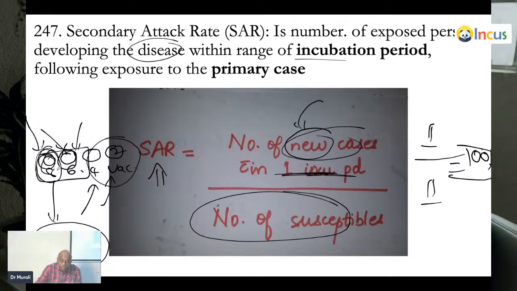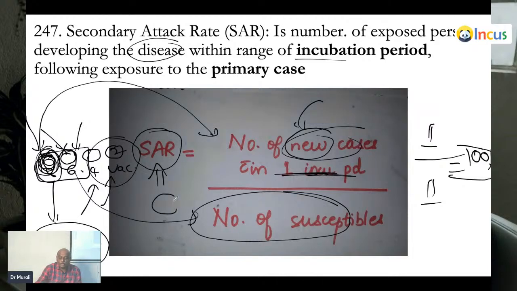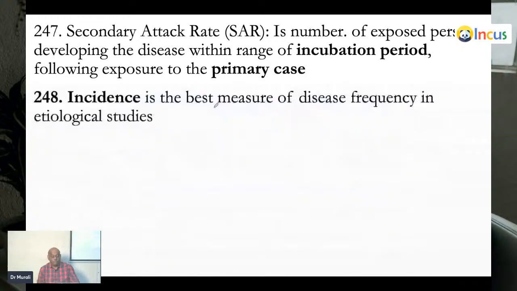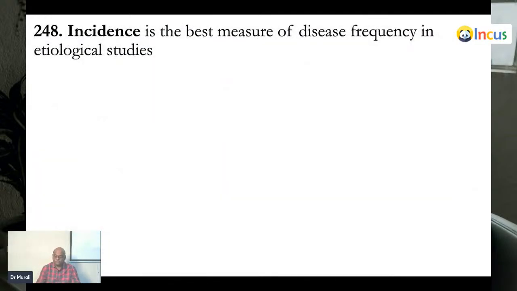So we did not include this primary case neither in the numerator nor denominator, because he is a primary case. So when you are calculating secondary attack rate, don't include the primary case neither in numerator nor in denominator. That is what you have to basically remember. So if you look at the incidence, it is the best measure of the disease frequency in the etiological studies, is what you need to remember.